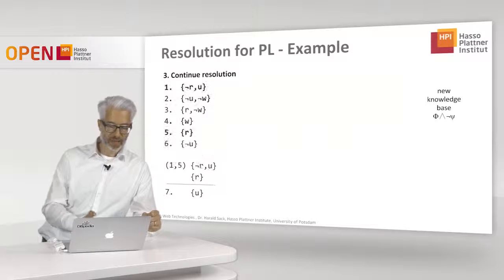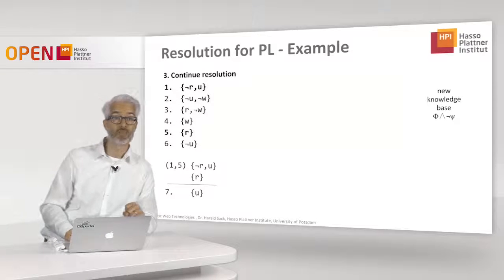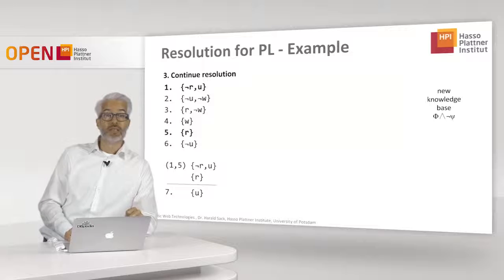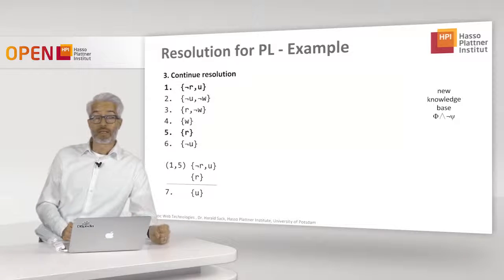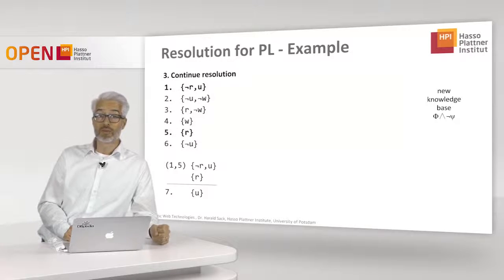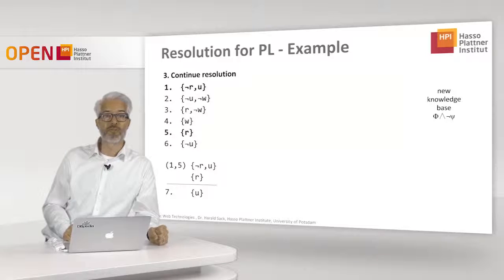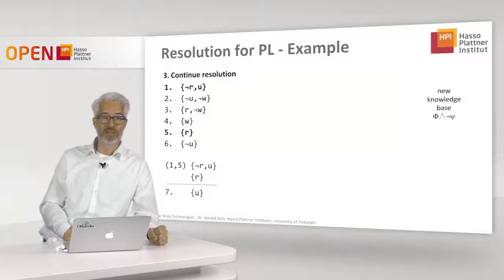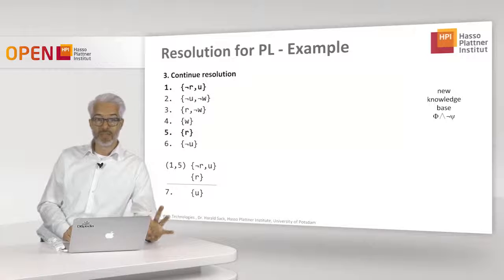So we add not U to our knowledge base. Now it would be nice to get a new variable which would lead somehow to a termination of the process. And to do this, we can see rather easily, we should choose number 1 and number 5, which contain R and not R. So therefore, from that U can be resolved.